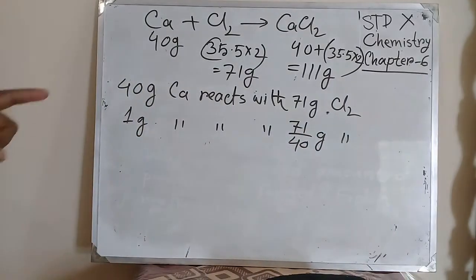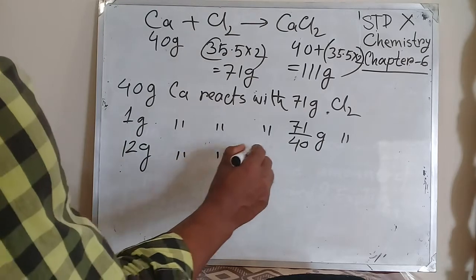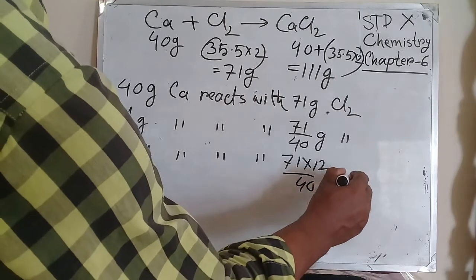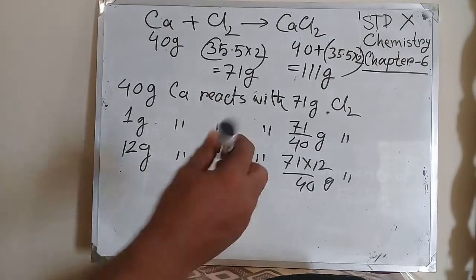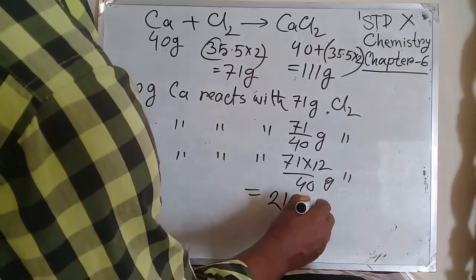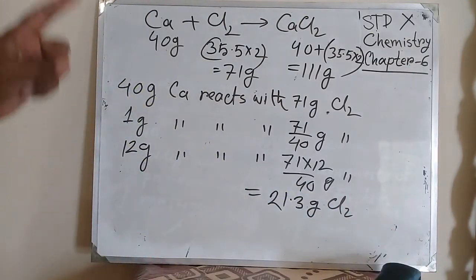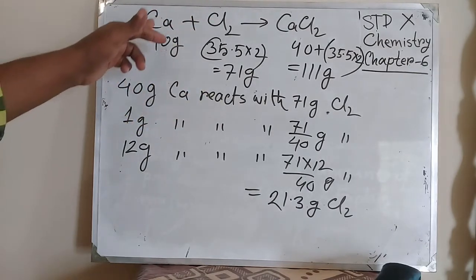So how much calcium have we taken in the reaction? We have taken here 12 gram. Calcium reacts with 71 into 12 divided by 40 gram. Then we need to multiply 71 and 12, then divide by 40. I have calculated already. It will be 21.3 gram chlorine. 21.3 gram chlorine.